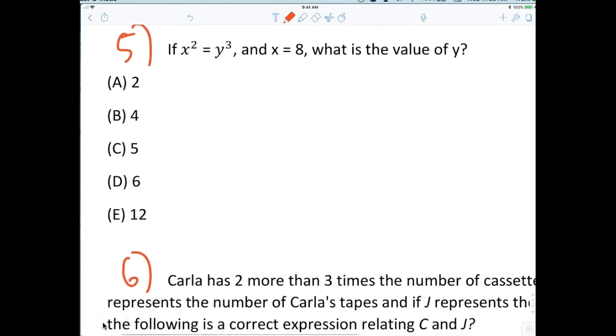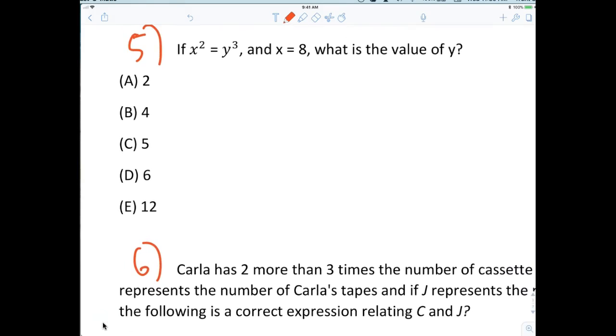Now let's take a look at number 5. All right, we can do this one. It says here, x squared equals y cubed. Well, what is x? 8. So 64 is equal to y cubed. Now the question is, what number times itself 3 times is 64? 4. That wasn't hard.